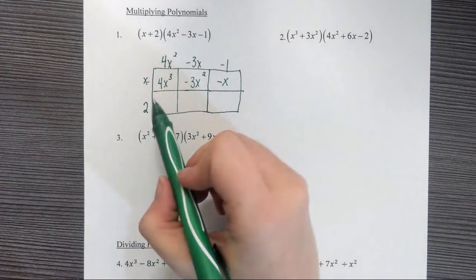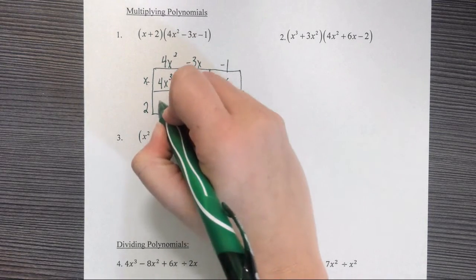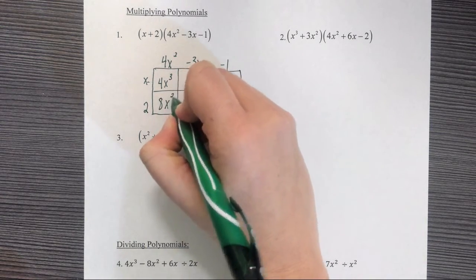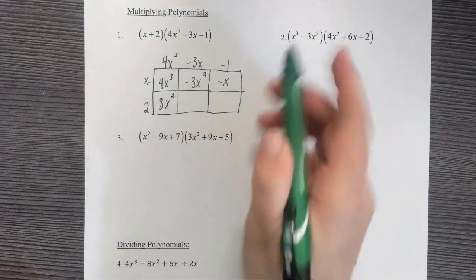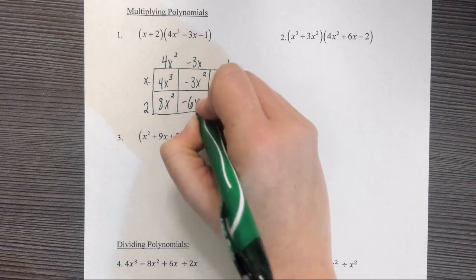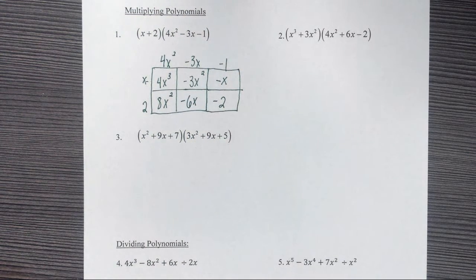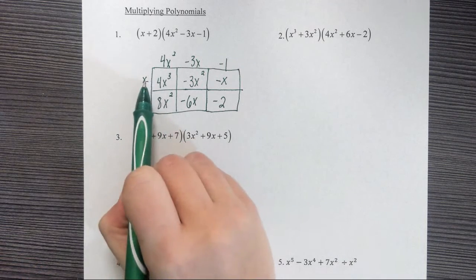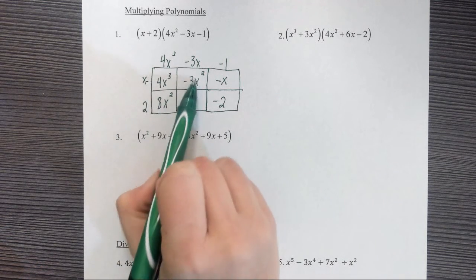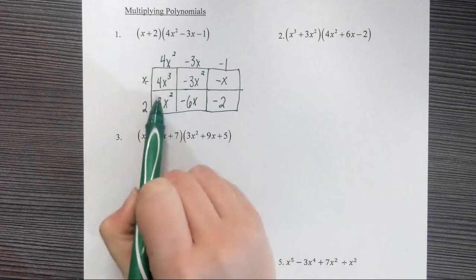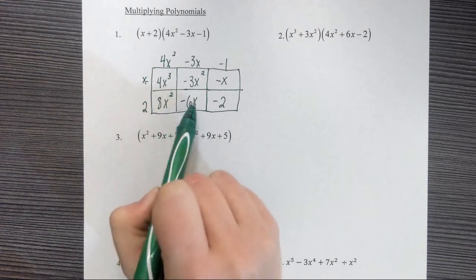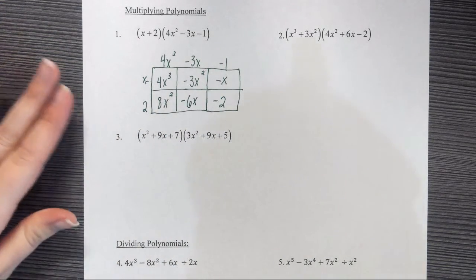And then we repeat for the second row. So 2 times 4x squared is going to be 8x squared. 2 times negative 3x is going to be negative 6x. 2 times negative 1 is negative 2. So again, you're just multiplying the things on the outside to get to the inside. Be mindful of your signs, don't lose them.